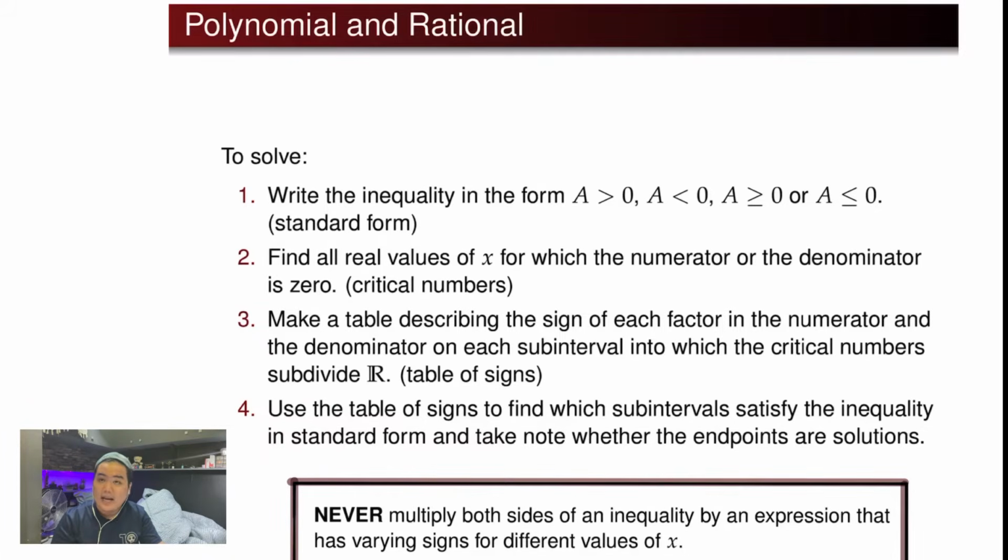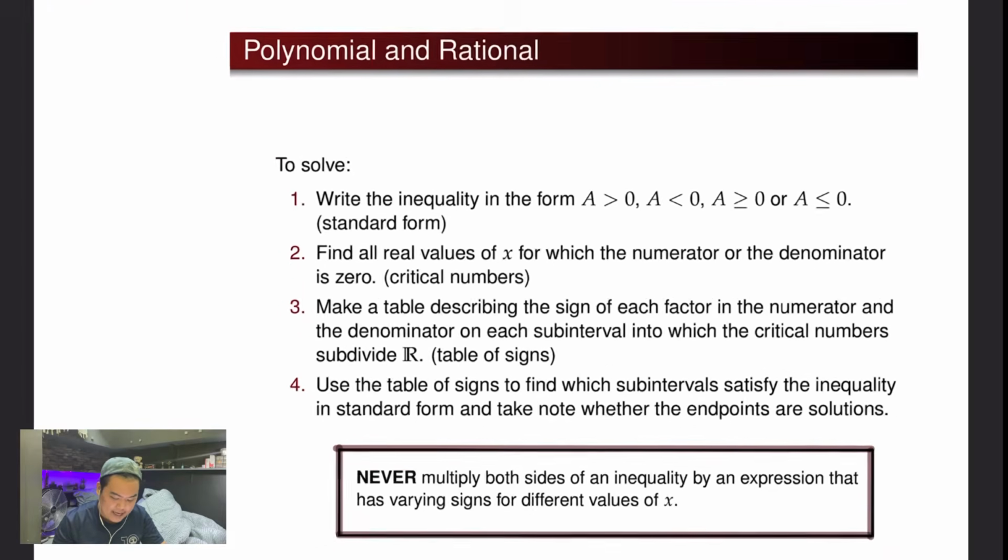In other words, yung kabilang side, 0 siya. And then, hahanapin mo yung mga numbers that will make the numerator or the denominator of this expression equal to 0. Okay, so equate mo lang yung numerator, denominator sa 0. Ang tawag dun sa mga numbers na yon na masosolve mo are critical numbers. And then, create a table and use the table of signs to find which subinterval satisfy the inequality.